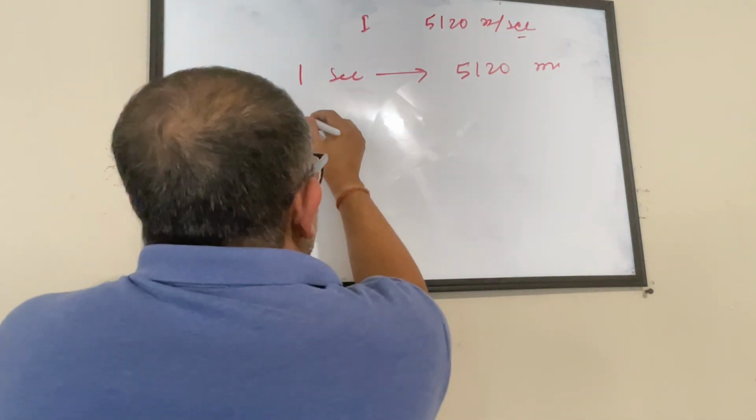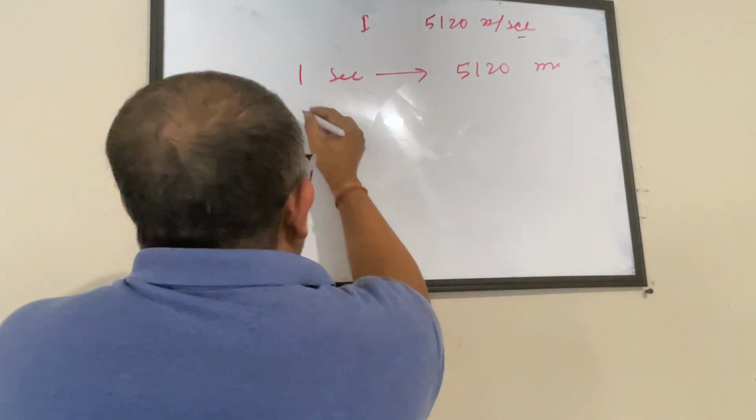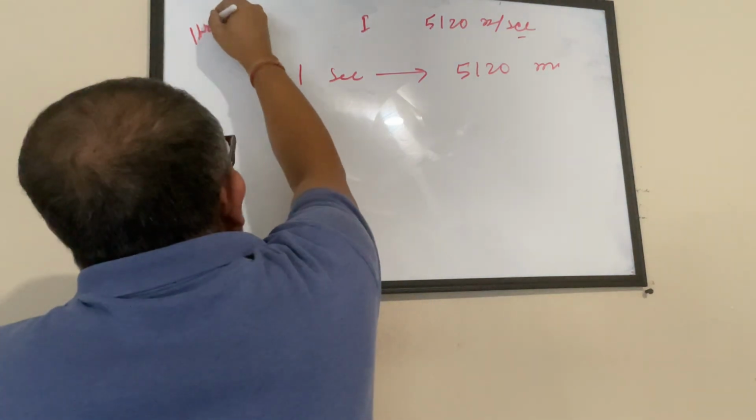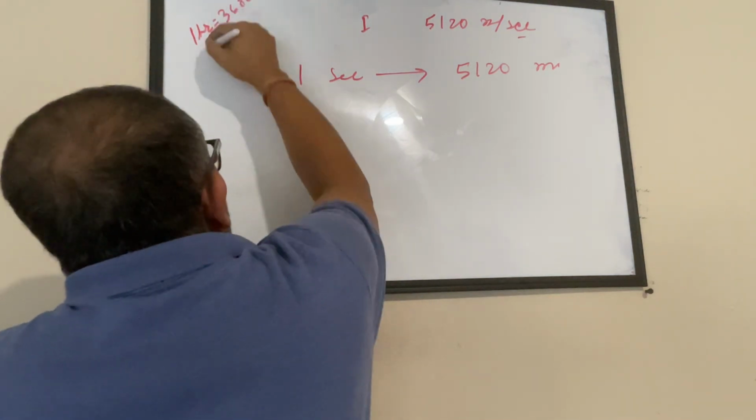Now that means we know that 1 hour equals 3600 seconds. We found that out, right?